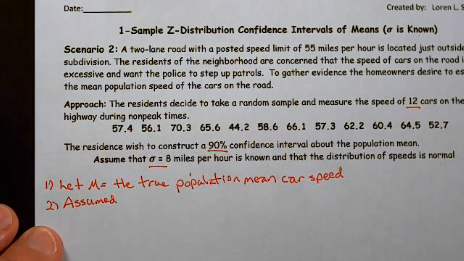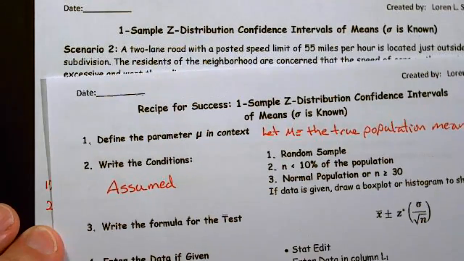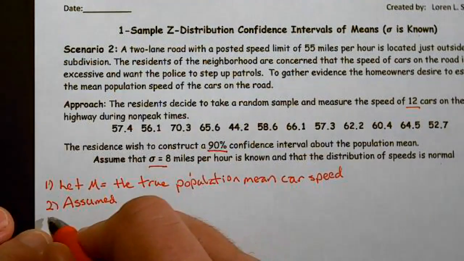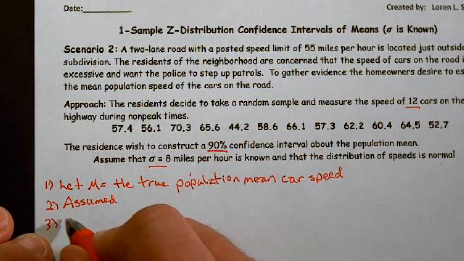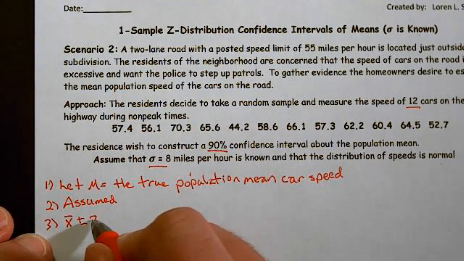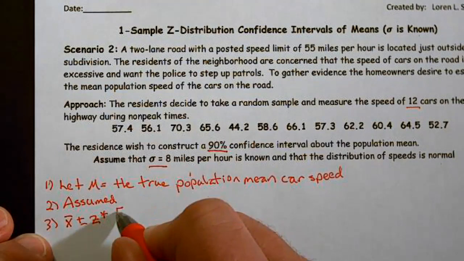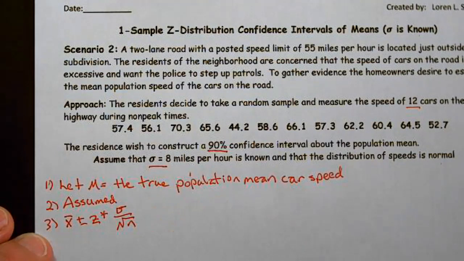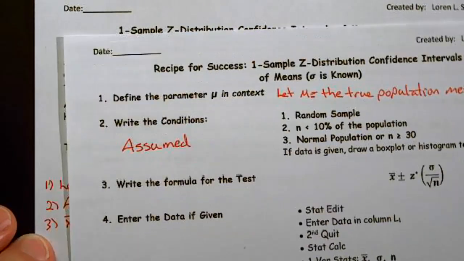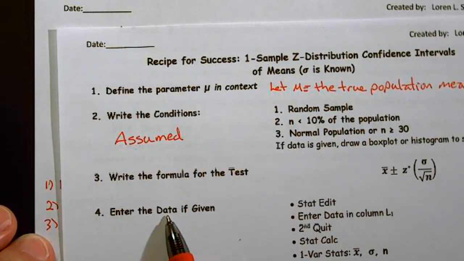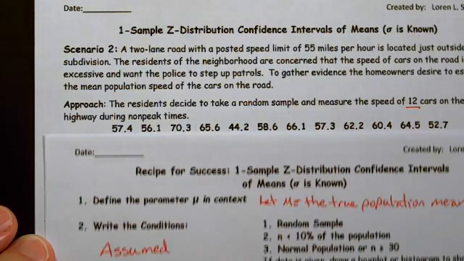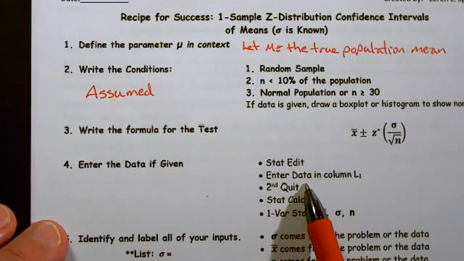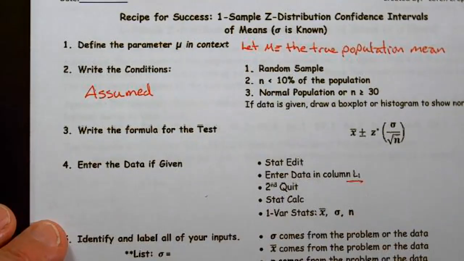They told us that. Step 3 says write the formula for the test, so that's easy enough to do. Number 3 is going to be x bar plus or minus z star, the standard deviation of the population, divided by the square root of n. Our next step is different than what we've done before because it says enter the data. They did give us data, and so we're going to need to enter this data. It says enter the data using stat edit, a part of the calculator, into column L1.